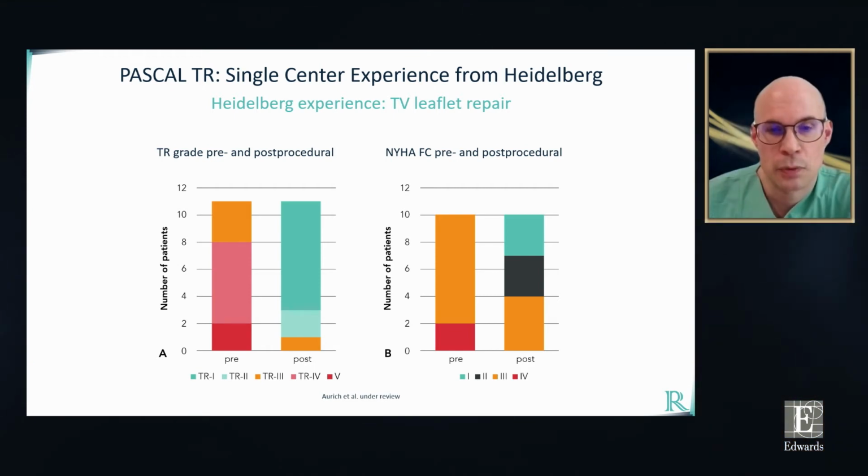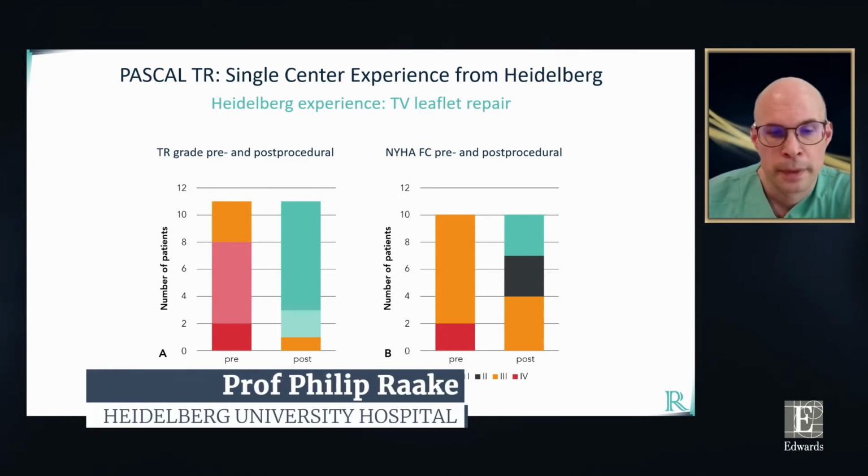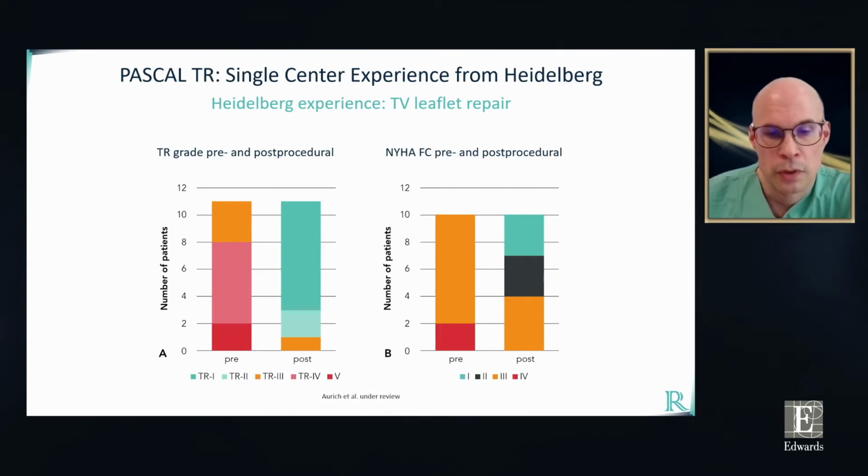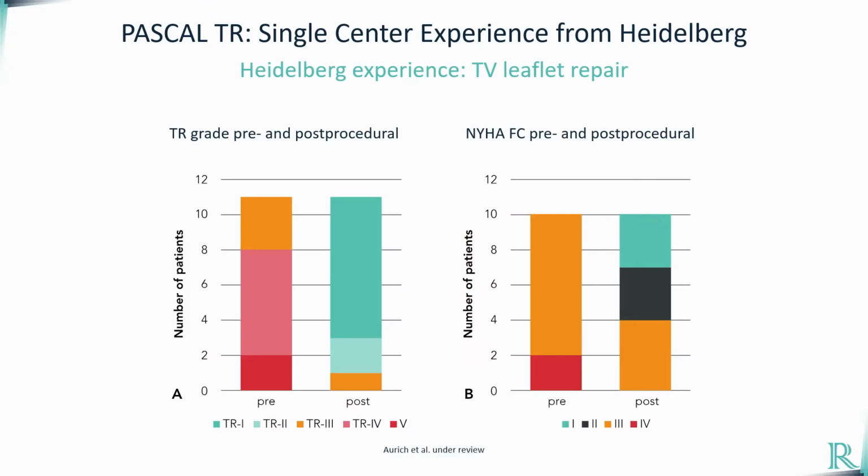So these are the results from our center here in Heidelberg. We have done around 40 procedures with the Pascal ACE device so far. These are the first results from last year. You can see that in this first series of patients, where we were successful, we have a good reduction of tricuspid regurgitation. On the left side is the TR grade, the first column before the procedure and the second before discharge. You can see a nice reduction of TR in the majority of patients.